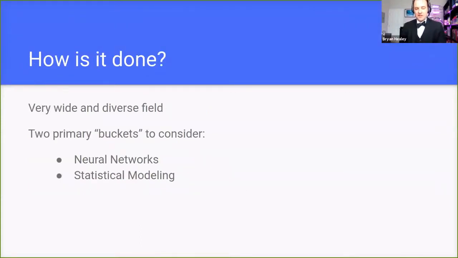So how is this all done? It's a very wide and diverse field, but ultimately you can successfully put everything into two primary buckets. Even those buckets are a little bit messy because everything in machine learning ultimately boils down to statistical math. But neural networks are distinct enough in construction that they get their own bucket. And so you can think of it as just those two, neural networks or classic statistical modeling, which I'll cover a little bit of both.